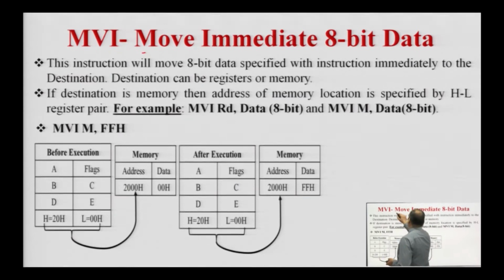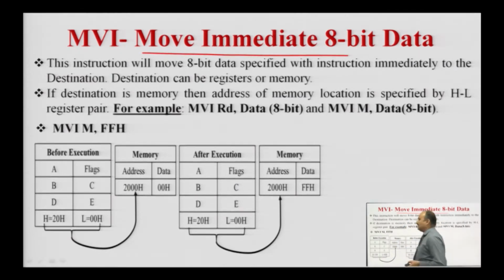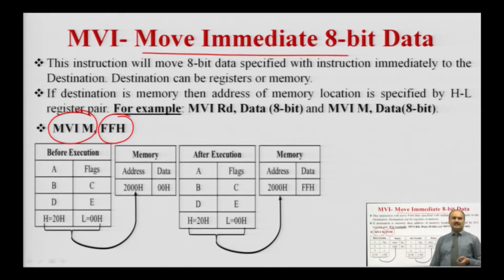This is nothing but move immediate 8-bit data. The 8-bit data is specified with the instruction. So, it is a 2-byte instruction, means the first byte is nothing but the operation code of the instruction, and the second byte is nothing but the data which is specified with the instruction.